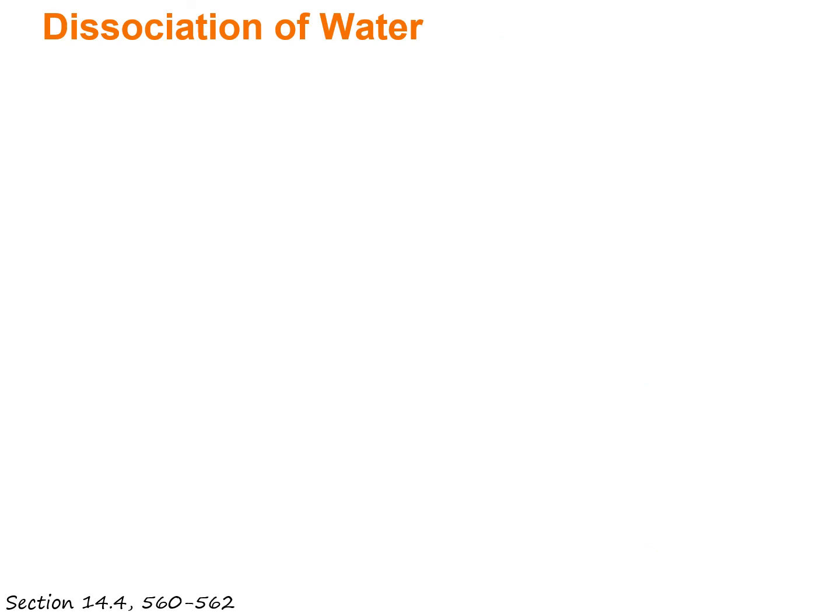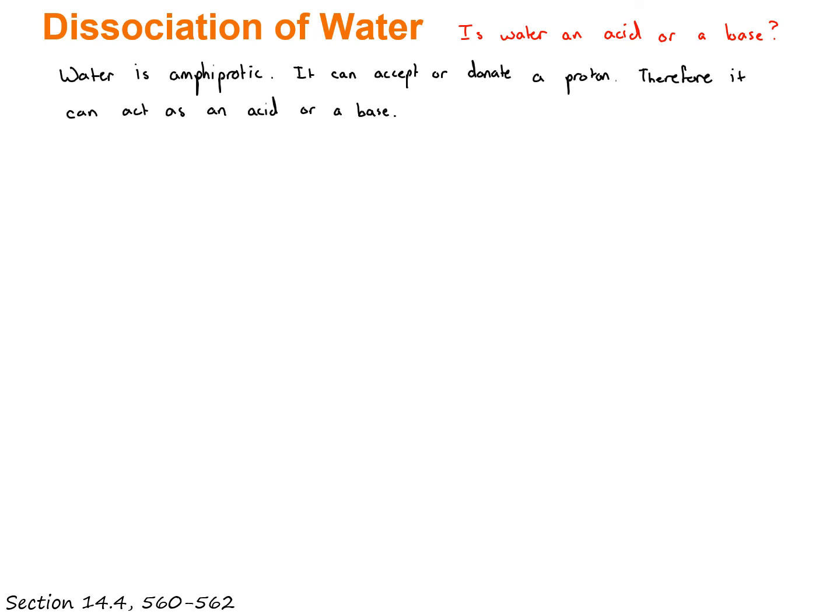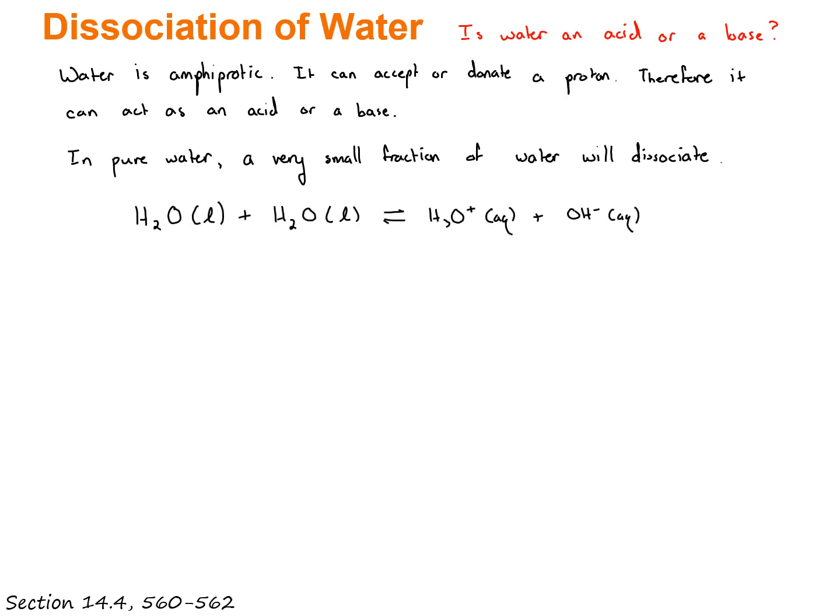So another thing, when we look at the dissociation of water, one question that we can ask is, is water an acid or is it a base? Well, water's amphiprotic, and that means it can accept or it can donate a proton, and therefore it acts as an acid or a base. If we look at pure water, a really small fraction of that actually does dissociate. So even just in pure water, you have a little bit of hydronium ions and you have a little bit of hydroxide ions that are going to be released. And that should be given by this chemical equation.